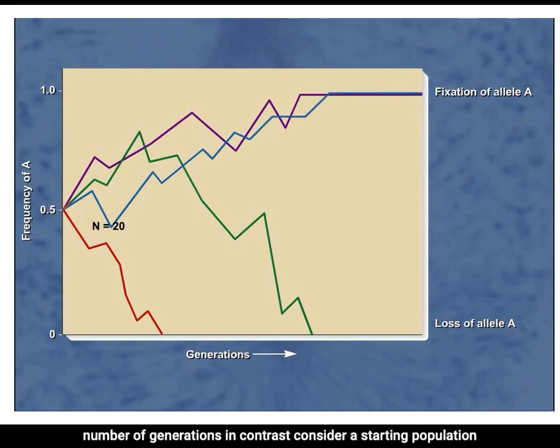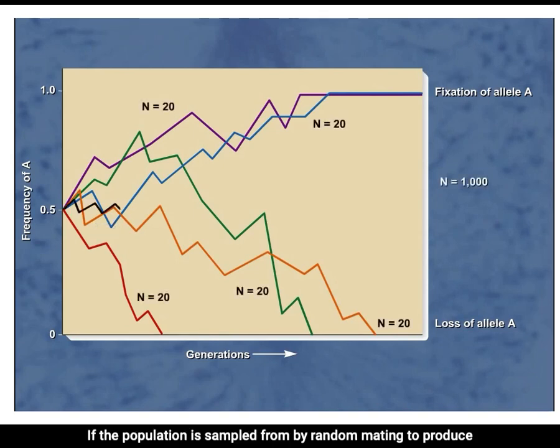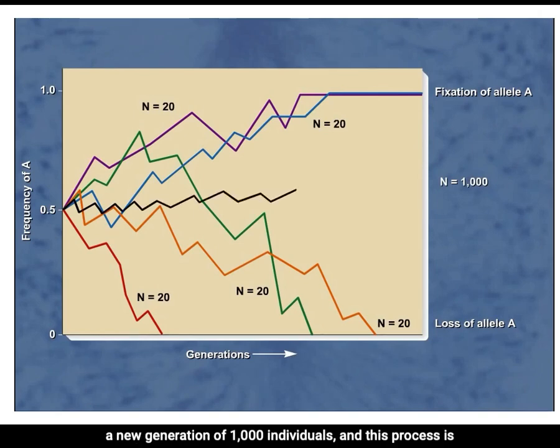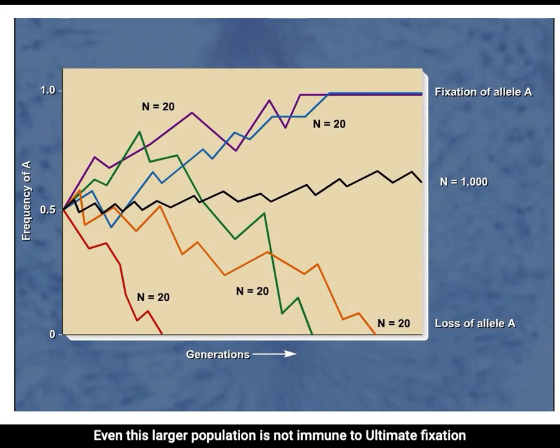In contrast, consider a starting population of 1,000 individuals. If the population is sampled from by random mating to produce a new generation of 1,000 individuals, and this process is allowed to continue for several generations, genetic drift is still present, but is greatly reduced compared to what was seen with the smaller population. Even this larger population is not immune to ultimate fixation of an allele by genetic drift. However, in most cases, a very large number of generations will pass before fixation occurs.